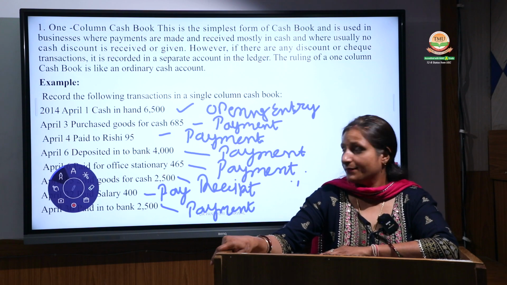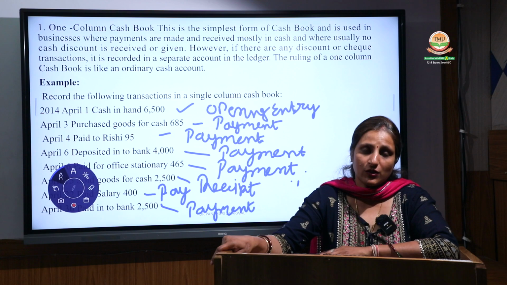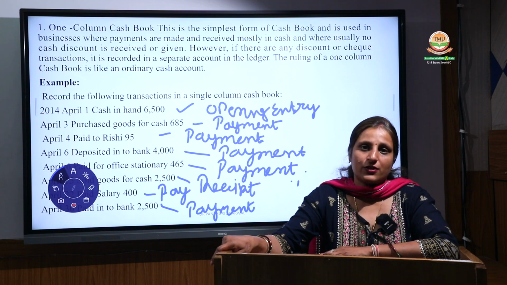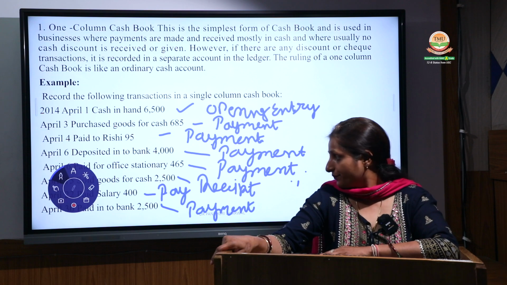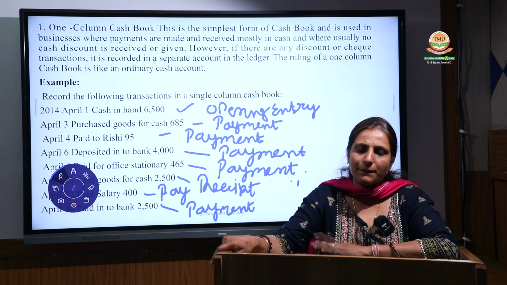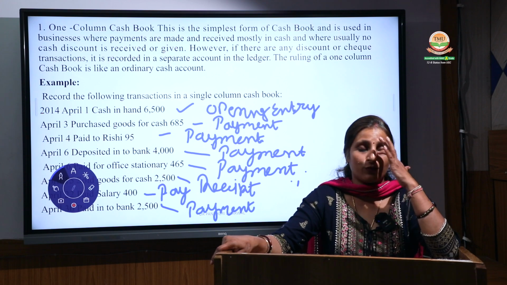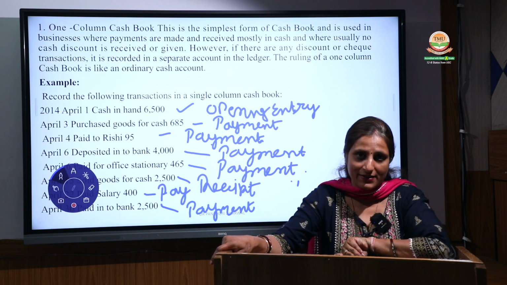Paid salary. You are paying a salary of 400 rupees. Cash is going from your side, so it is an entry of payment. Next, paid into bank. Paid to the bank, how much? 2,500. Again, you are paying to the bank. It is an entry on the payment side.